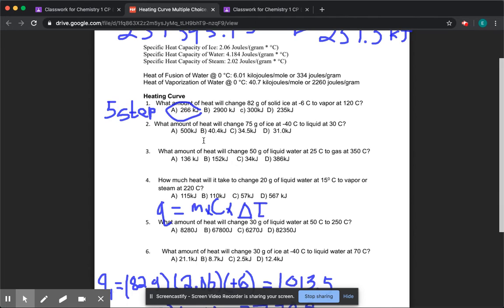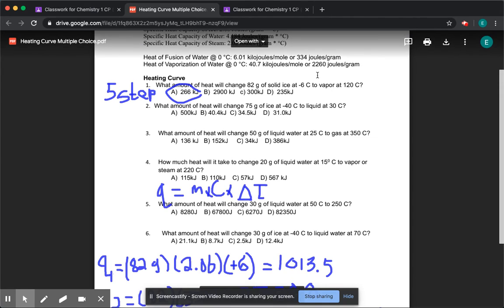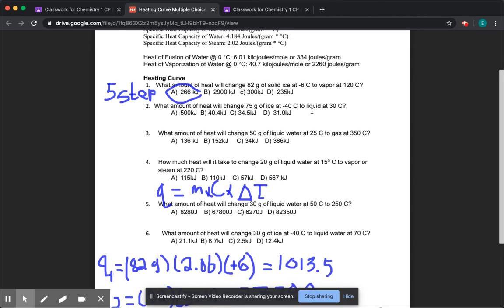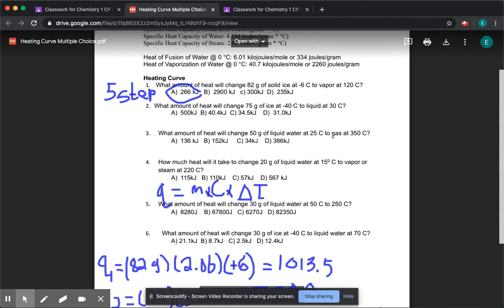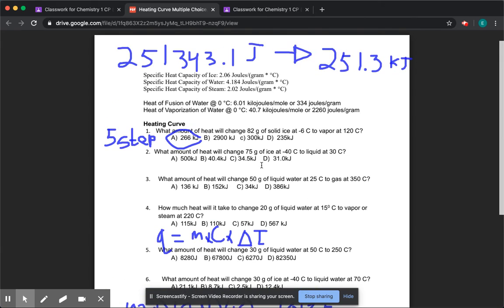Okay. My advice to you is to figure out how many steps you need and then set up those equations accordingly. I knew this one was 5 steps because it's going to vapor. Number 2, you're going from ice to liquid. We did that already multiple times. We know that that's 3 steps. Okay. Number 3, you're going from liquid to gas. Okay. And number 4, you're going from liquid to gas again. So look at the problem, see how many steps you need, and that's how many equations you're going to end up using, okay?